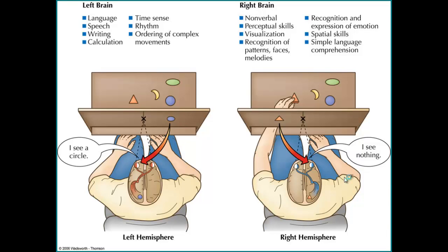Split brain, it's called. So they did more research on these people, and what they began to find is that the left brain seems to control language, speech, writing, calculations, and so on down the line, and the right brain seems to be more nonverbal. To simplify this, we say the left brain seems to be more analytical, logical, scientific, and the right brain seems to be more nonverbal, perceptual, more artistic.